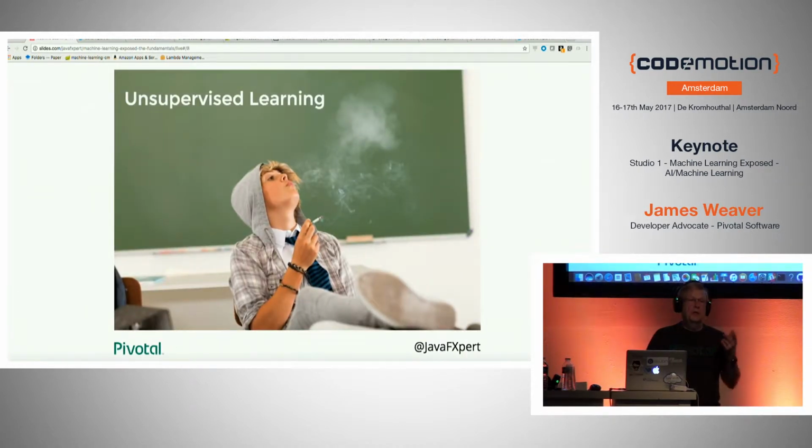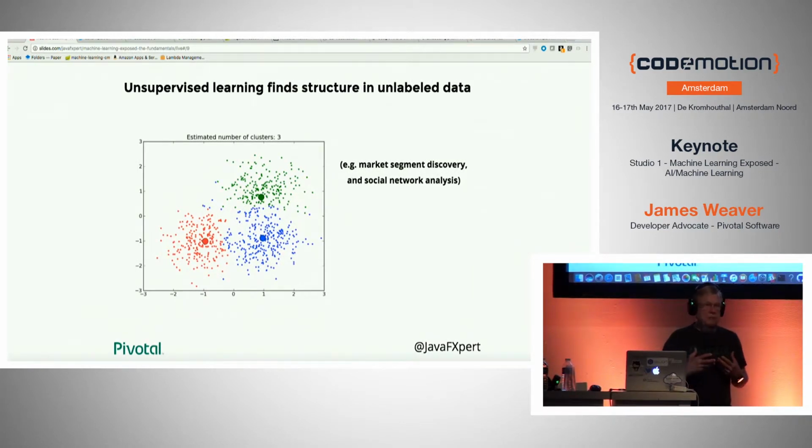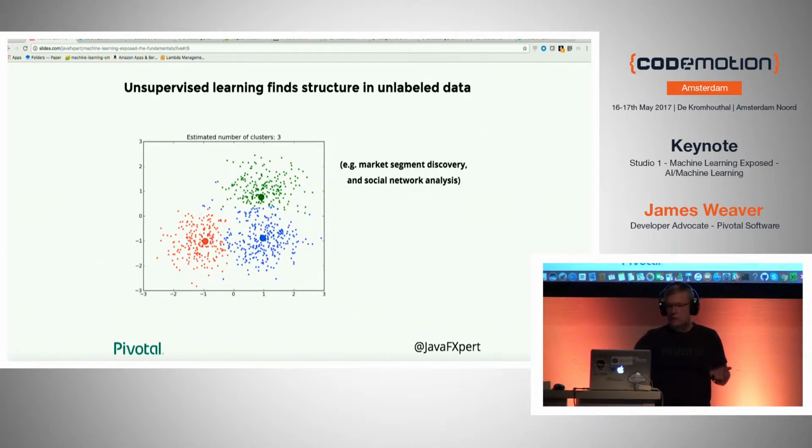So in addition to supervised learning, there's also unsupervised learning. That's where you don't give it the right answers. What you do is just feed it a bunch of data, and then you want the model to make sense of the data. One of the ways it can make sense of data is, for example, clustering. So you might have some marketing data or some social networking data, and you want it to find the clusters in there, maybe the market clusters. That's an example of unsupervised learning.